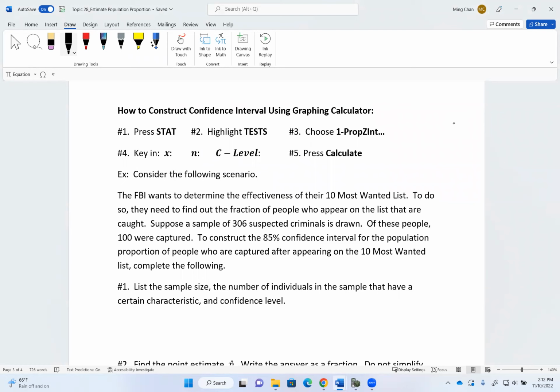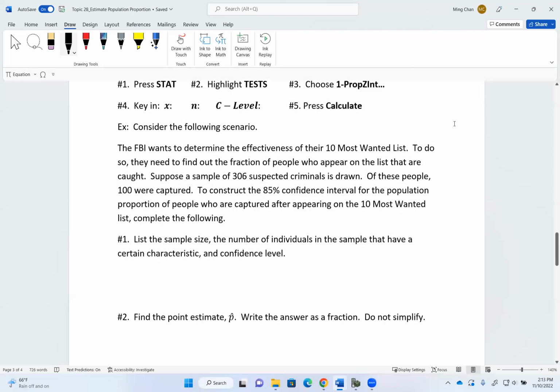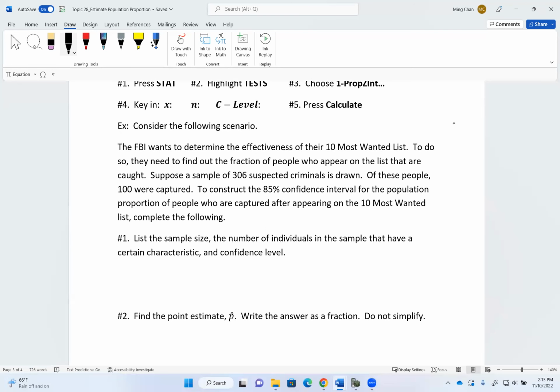All right, let's use a graphing calculator. To estimate the population proportion, we're going to use the one-proportion Z interval. It needs the sample size, the number of individuals in the sample that have the certain characteristic, and the confidence level. This problem says the FBI wants to determine the effectiveness of their 10 most wanted list. To do so, they need to find the fraction of people on the list that are caught. Suppose a sample of 306 suspects is drawn. Of these people, 100 were captured. We're going to construct an 85% confidence interval. So the sample size is 306.